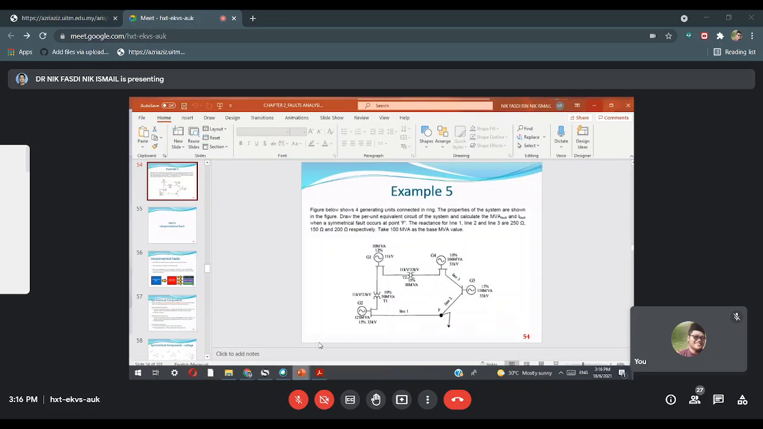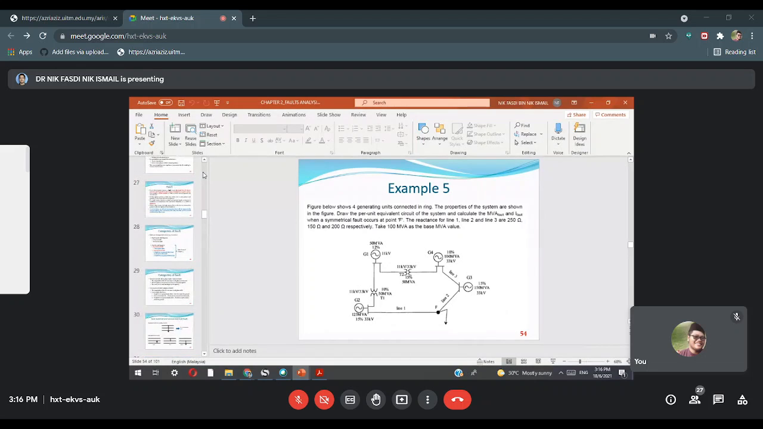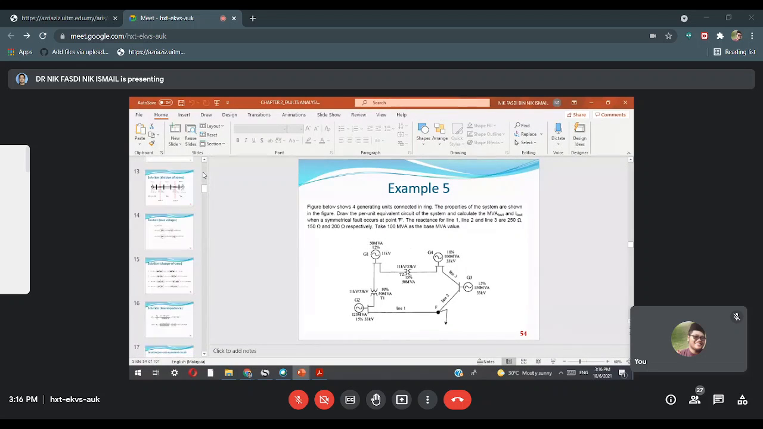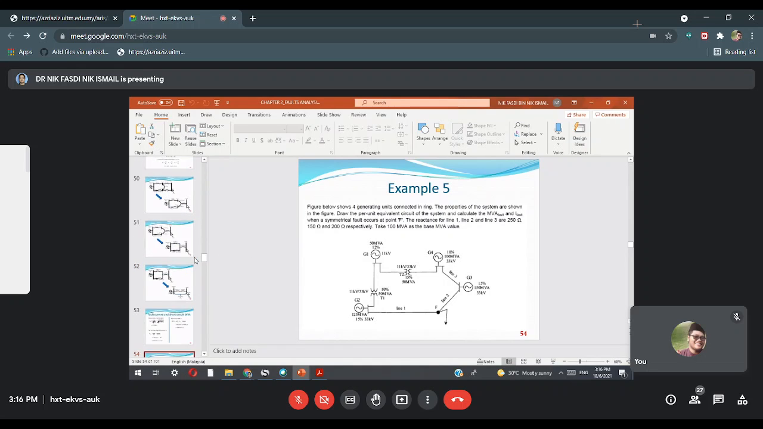To recap, because some of you still may not quite understand how to draw the equivalent circuit for this example. It's hard to explain on WhatsApp because this is drawing. Calculation is easy, but drawing you have to understand. We start by looking at the example question here.